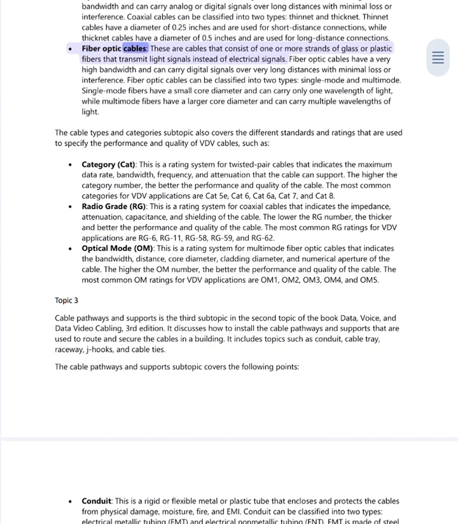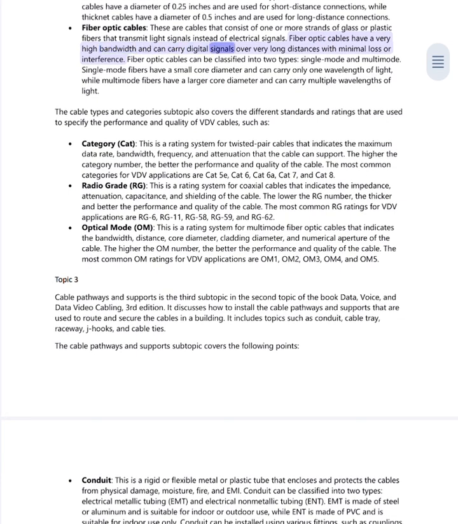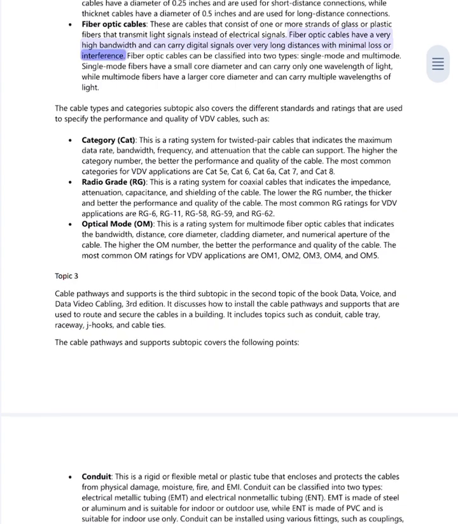Fiber optic cables. These are cables that consist of one or more strands of glass or plastic fibers that transmit light signals instead of electrical signals. Fiber optic cables have a very high bandwidth and can carry digital signals over very long distances with minimal loss or interference.